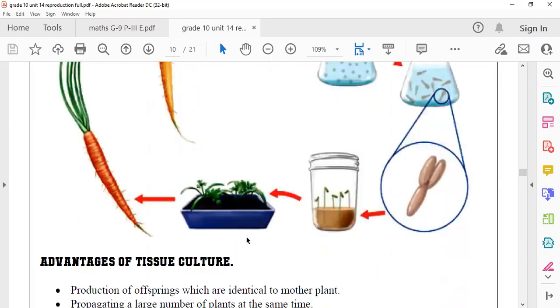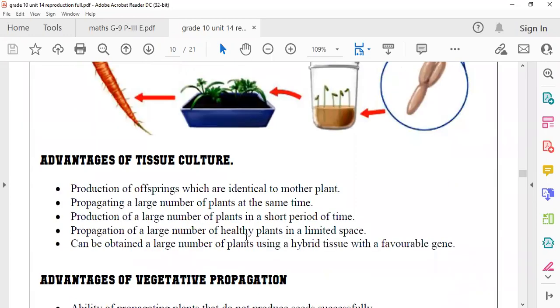Once you go to the advantages of tissue culture, they are almost the vegetative propagation advantages, but some new benefits are there. Production of offspring that are identical to the mother plant. This can be seen in all vegetative reproduction. Second, a large number of plants can be produced at the same time.